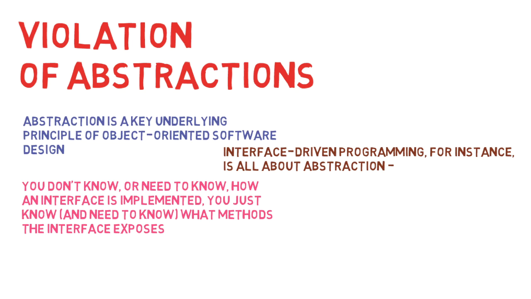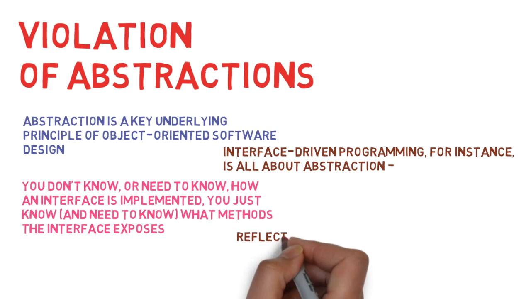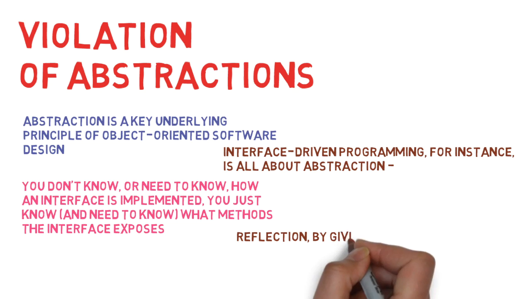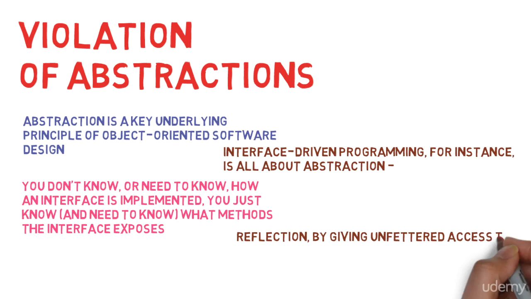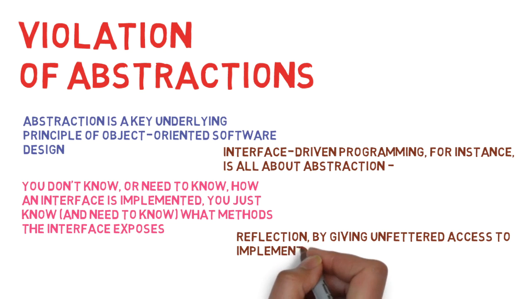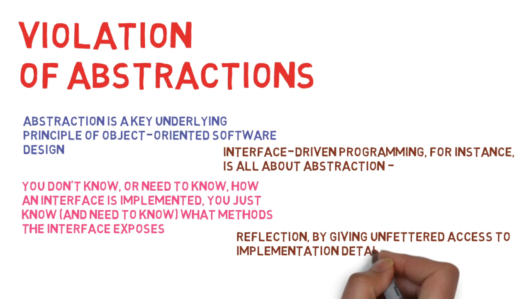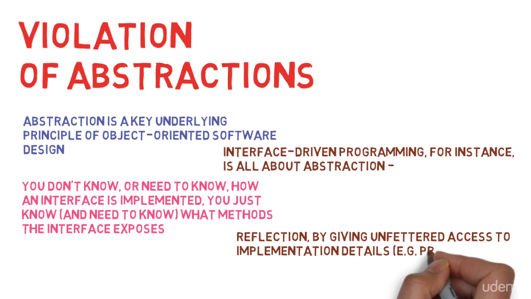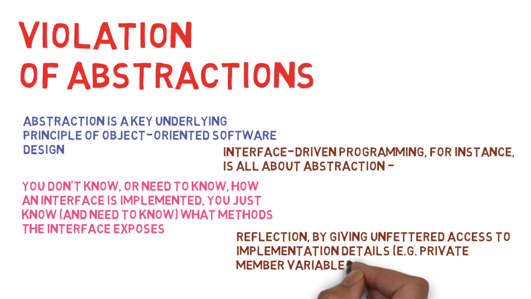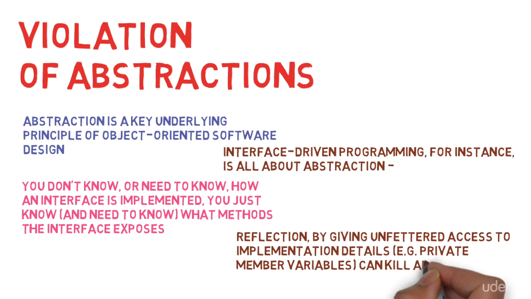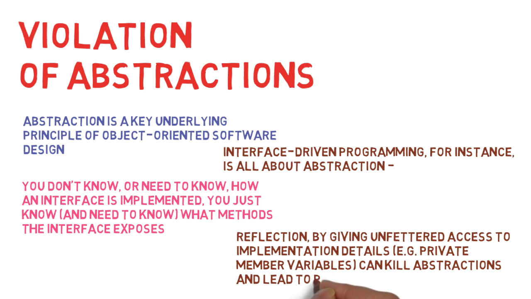Now, if you think about reflection, it gives you unfettered access to the implementation details. You can figure out what the values of all the private variables are. You can look at all the private methods which hide away the private details of a particular object. This can kill abstractions and lead to poor code design. If your design relies heavily on using interfaces, it means that you're keeping your objects properly encapsulated and away from each other.